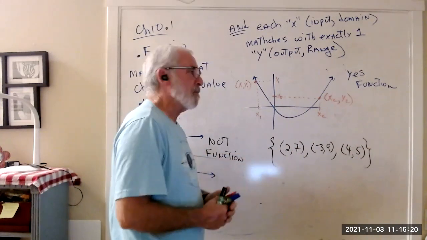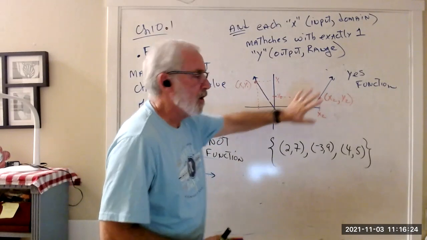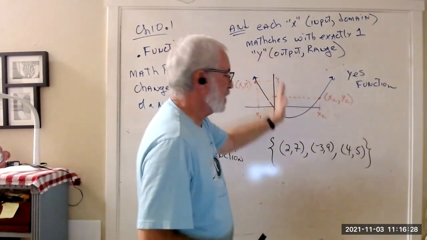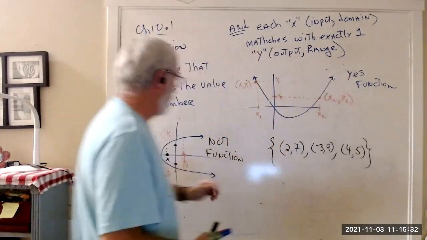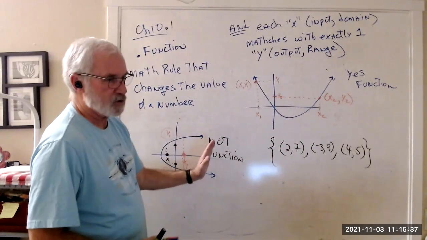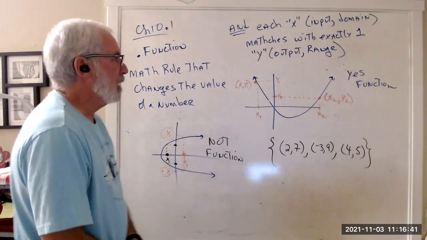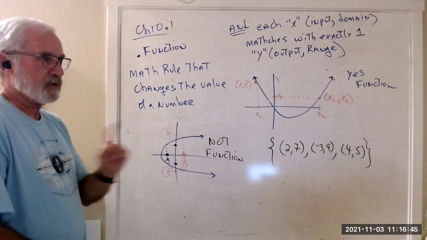Okay. MOM may also give you a picture. If she gives you a picture, then you can use the vertical line test. If the vertical line hits only one point at a time, it's a function. But if the vertical line hits more than one point at a time, it's not a function. There's a little bit more to it than that, but that's a beginning.